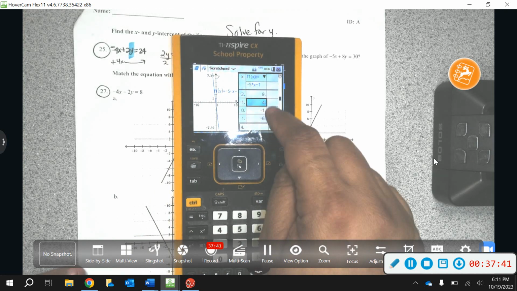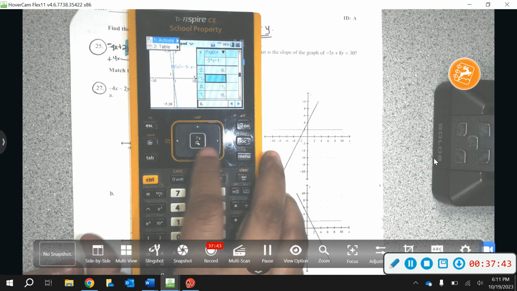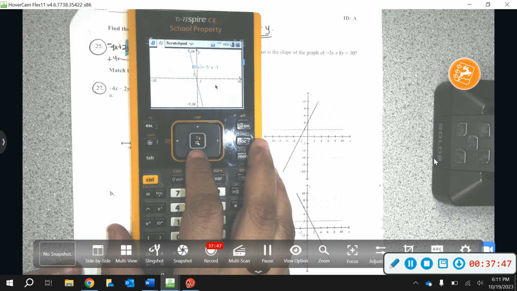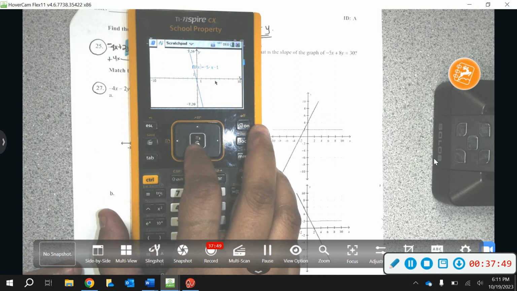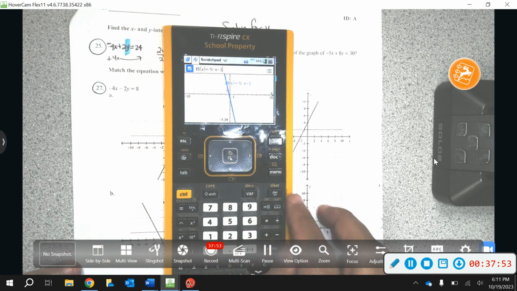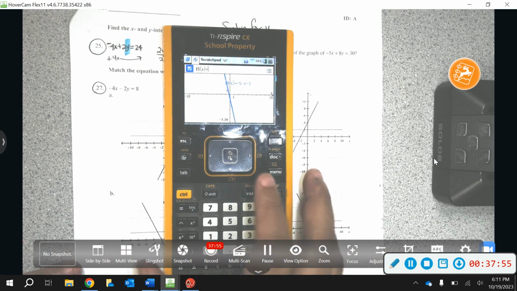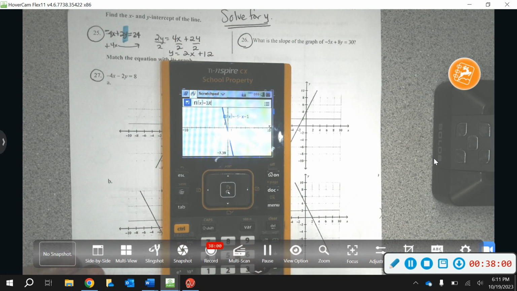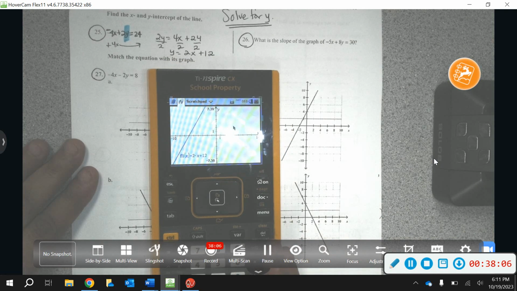And I need to remove this table. So I'm going to go back to menu, table, remove. Okay, I need to go replace my equation, so I'm going to grab that, double click so I can delete my equation, and then type in my new equation, which is 2x plus 12. Enter. So that's what that looks like, okay?